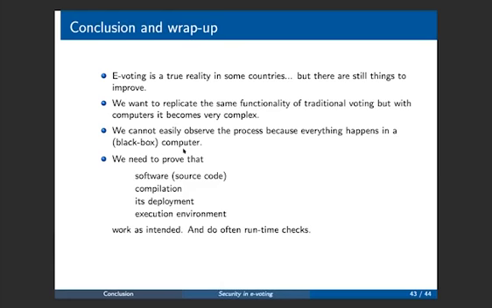And still there are many things that need to be checked. It's not only the source code, not only the software itself, but it's also the compilation, its deployment, the execution environment, so where this software is going to be executed. There are many things that really need to be in place and need to be checked at runtime. And of course, in the end, all this may end up affecting trust in the election process. So yeah, it's really an issue.